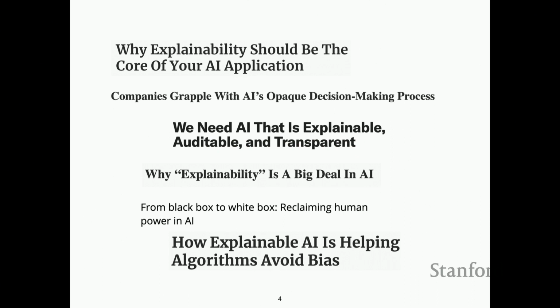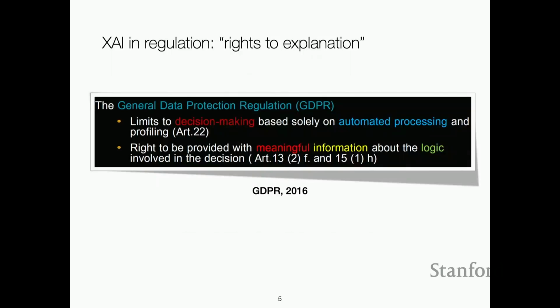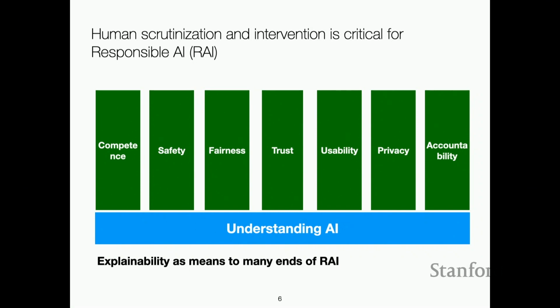I think I don't need to convince you that explainable AI is a hot topic, right? Even in popular news. It's also in regulation. For example, the GDPR law in Europe states that whenever you have an automated decision process, people have the right to meaningful explanation. Explainability is also considered a principle or a pillar of responsible AI, which is about developing AI technology that is ethical and minimizes harms to individuals and society.